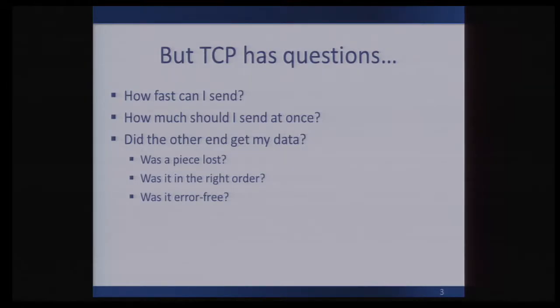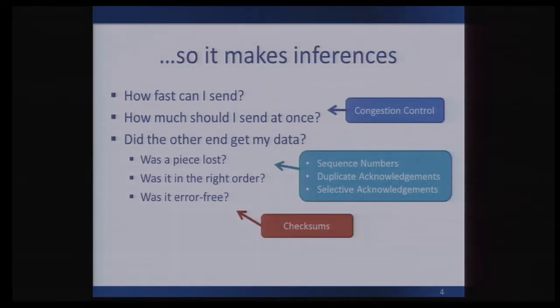But during the connection, there are questions it needs to answer in order to make the most efficient use of that path, such as how fast can I send, how much should I send at once, did the other end get my data, was it intact, is a piece missing, et cetera. In order to answer those questions, TCP has tools to make inferences during the connection. Some of these have been around since TCP was first created, like sequence numbers, and others over time have been added on as the network evolved and requirements changed, such as congestion control in the 80s.